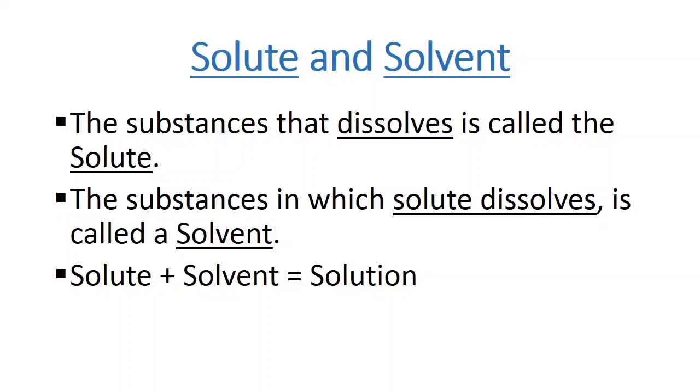Now here, when we talk about solution, what we have learned is that two substances get mixed together. Fine. So when these two substances mix together, they form the solution. So to form a solution, we need a solute and a solvent. So what is the solute and what is the solvent? When we dissolve salt in water or when we dissolve sugar in water, let's see.